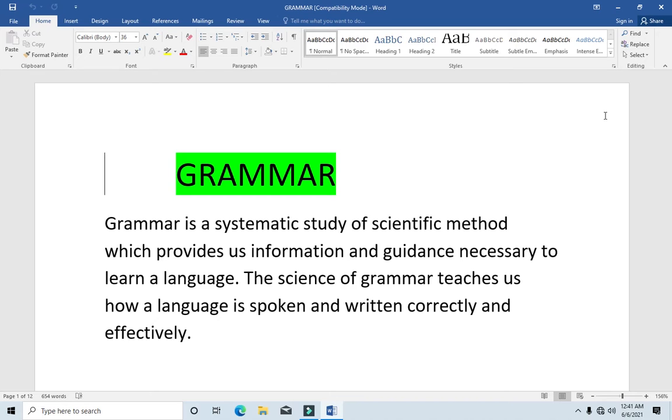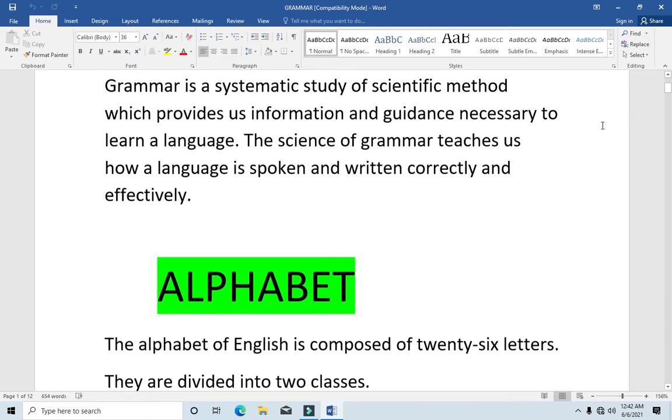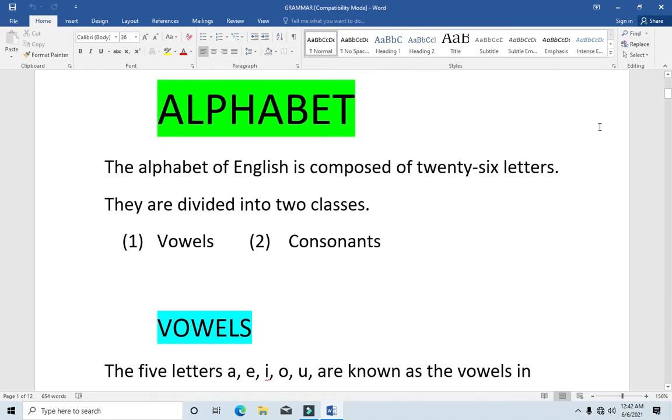So it means that it is very important because it provides us information and guidance which are necessary to learn a language. And it also teaches us how a language is spoken and written correctly and effectively. So it means that with the help of grammar we can easily speak and write a language correctly and effectively. Now the other important topic is alphabet.